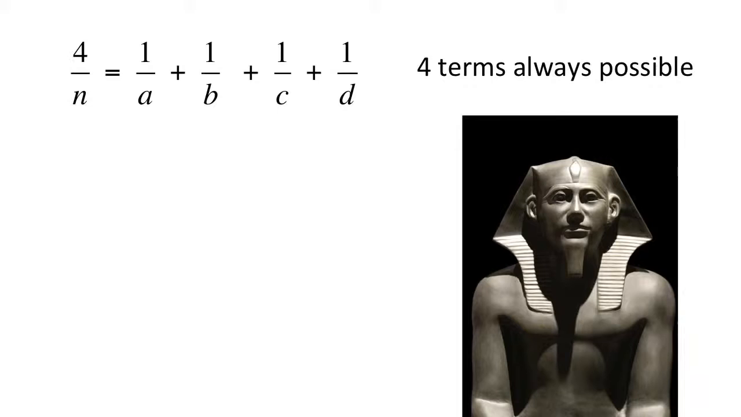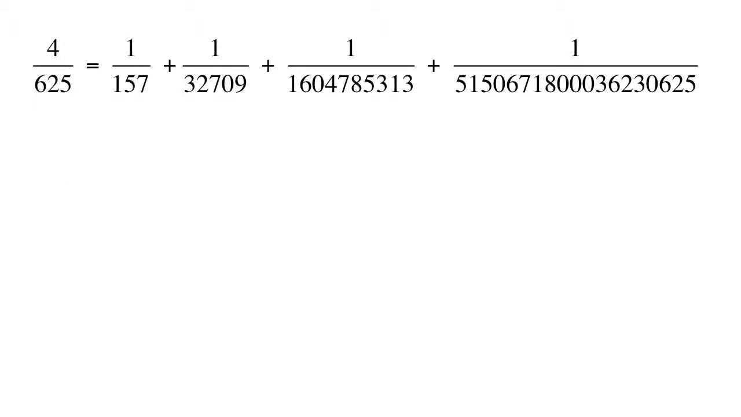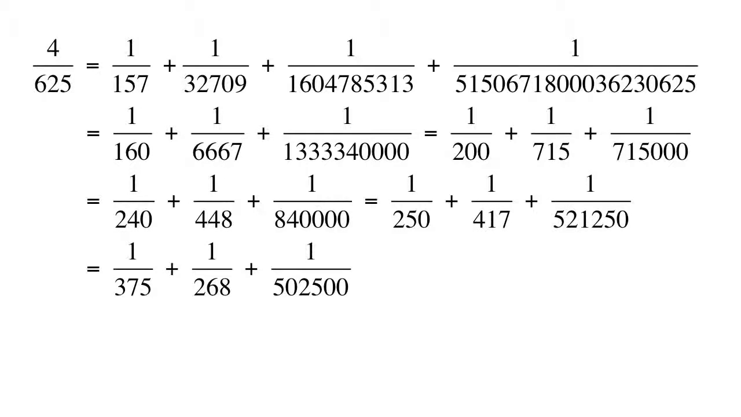So, for any integer n, the fraction 4/n can be written as an Egyptian fraction with at most 4 terms. Here's the mystery question. Is it always possible to write 4/n as an Egyptian fraction with only 3 terms? For example, we saw 4/625 earlier, but there are many ways to write it with only 3 fractions.